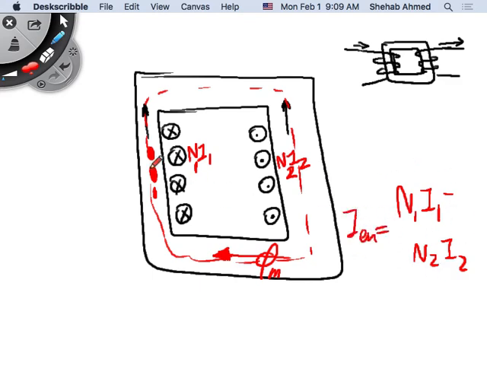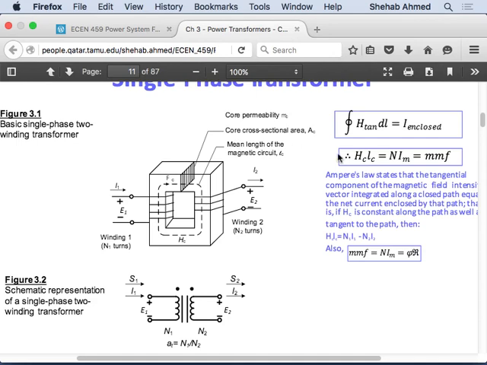N1 times I1, this is my path here, my closed path. If I assume the direction that we had up here, then I have these coming into the page and these coming out of the page, and all of these together are I enclosed. So whatever is I enclosed is the difference between the currents. Assuming the same number of turns, I will call this difference IM.